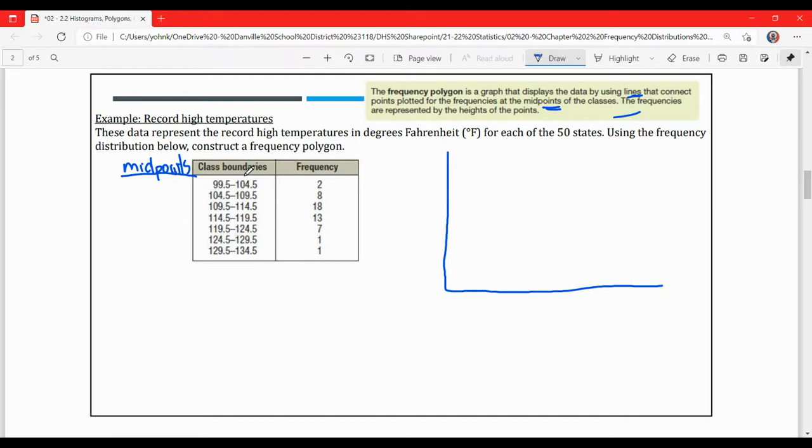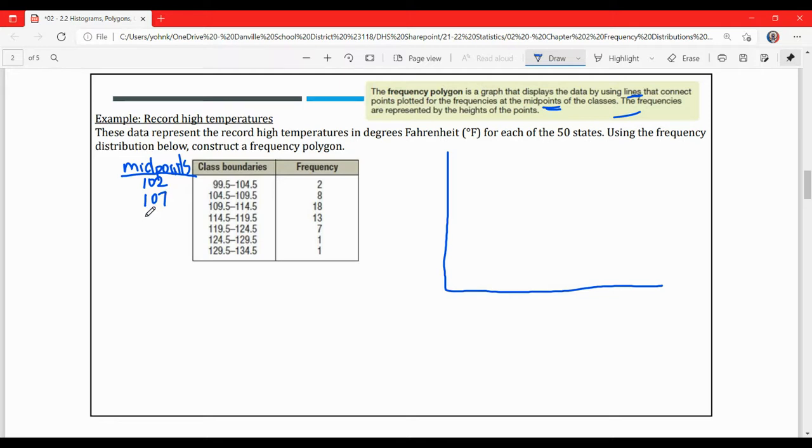So to find the midpoint of the first class, you need to find the number that's exactly in the middle. Well, to do that, that's the average. So you can take the two numbers, add them together, and divide by 2, and you get 102. And you can add the next two classes together and divide by 2, and you get 107. Ooh, notice that's a difference of 5.